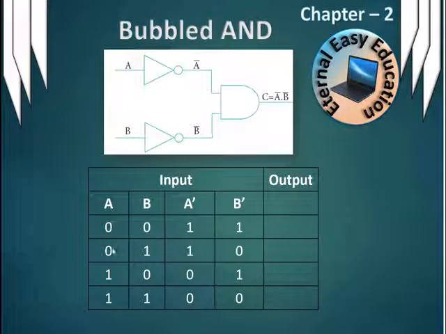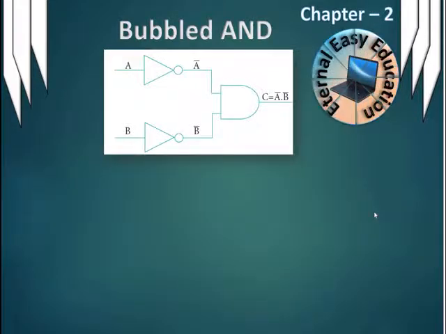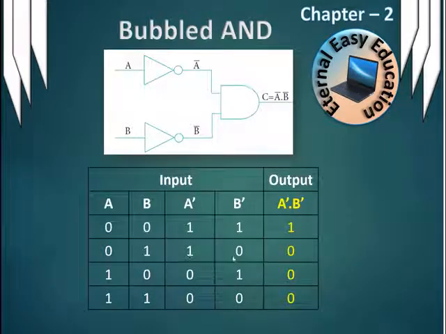A is 0, 0, 1, 1, so the reverse of A is 1, 1, 0, 0. B is 0, 1, 0, 1, so the reverse is 1, 0, 1, 0. What will be the output? It should be combined with the AND gate. So 1, 1 means the output is 1. Here 1, 0, output is 0. Here 0, 1, output is 0. Here 0, 0, output is 0. This is the result of the bubbled AND gate.